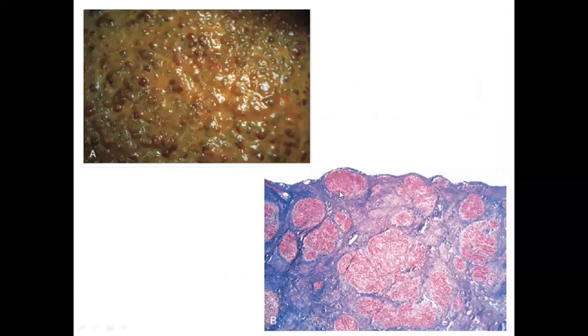Ultimately, they develop cirrhosis, a micronodular form of cirrhosis. Grossly, it appears something like this: small nodules arising from the surface of the liver.